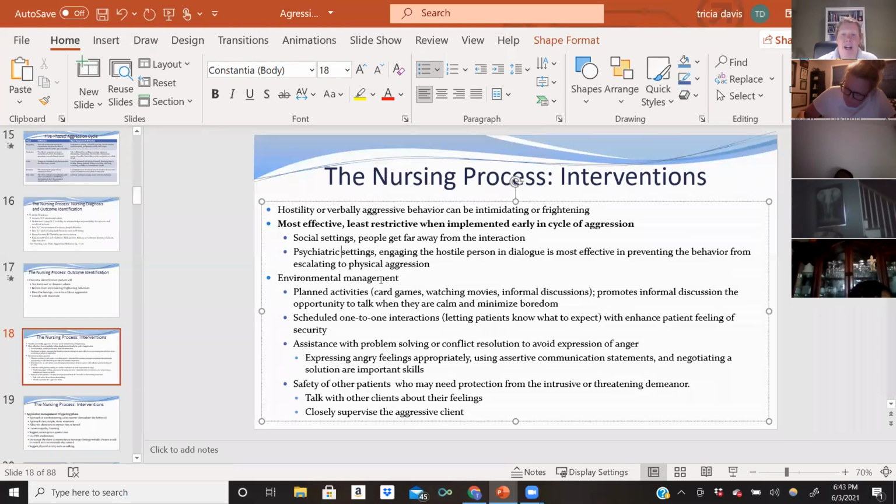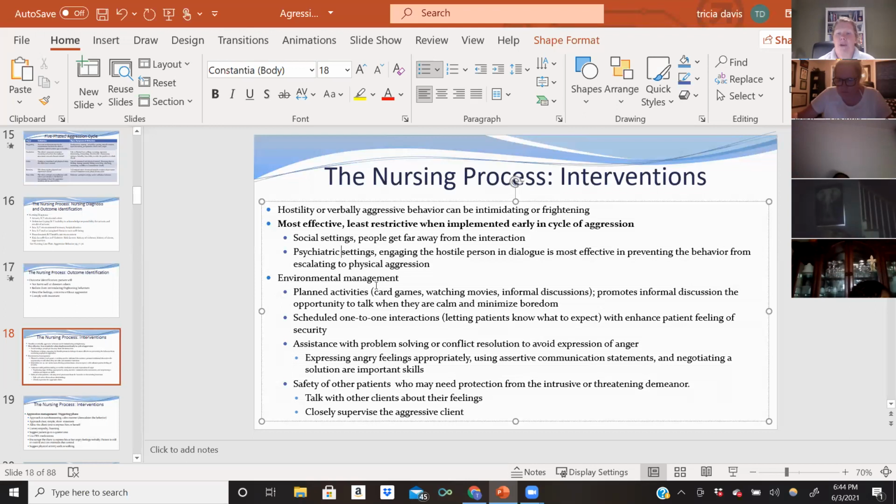So we talked about environmental management. We want to make sure we have planned activities for all the patients, so playing cards, watching movies, informal discussions that don't lead to aggression. We want to promote patients being able to talk when they're calm, because that is going to minimize their boredom. Some patients in the milieu don't want to talk, so we want to encourage it, but we don't want to make it mandatory. We want to schedule one-on-one interactions. This lets our patients know what to expect, but it also makes our patients feel safe.